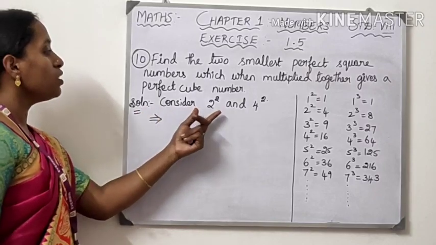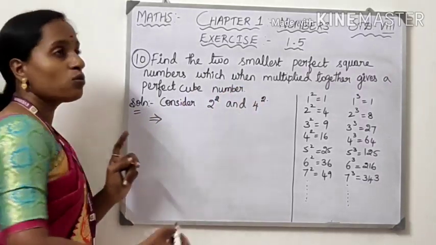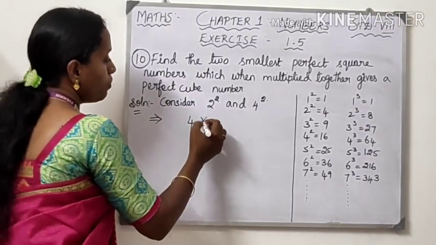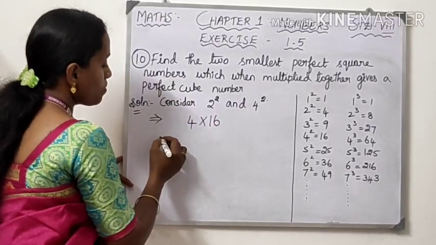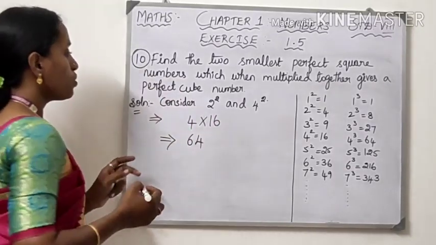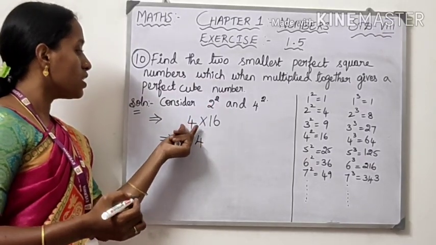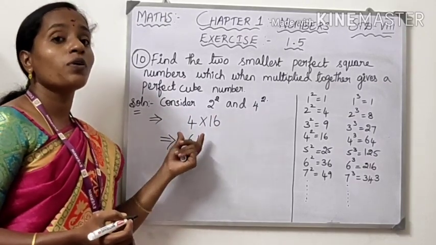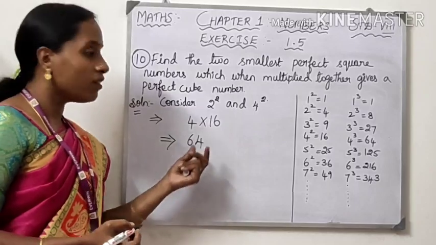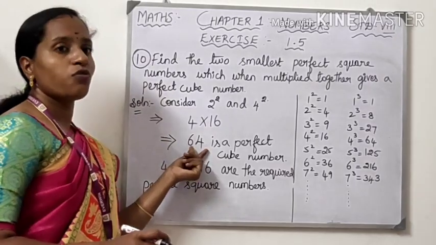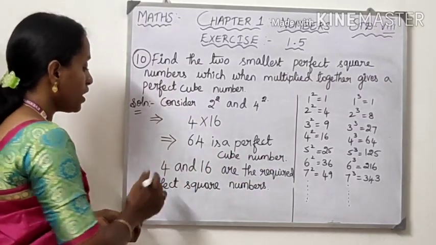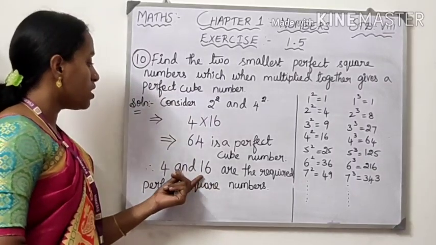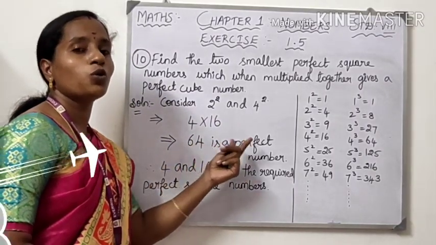So here we are considering 2 square and 4 square. What is the value of 2 square? 4. What is the value of 4 square? It is 16. Now I am going to multiply this. So 4 into 16, what is my value? 64. So I have considered 2 square, that is 4, and 4 square, that is 16. So these are the two perfect square numbers. When we multiply, we will get a perfect cube number. So 64 is a perfect cube number. So here we can say, therefore 4 and 16 are the required perfect square numbers. So if you multiply these two numbers, we are getting 64, which is a perfect cube number.